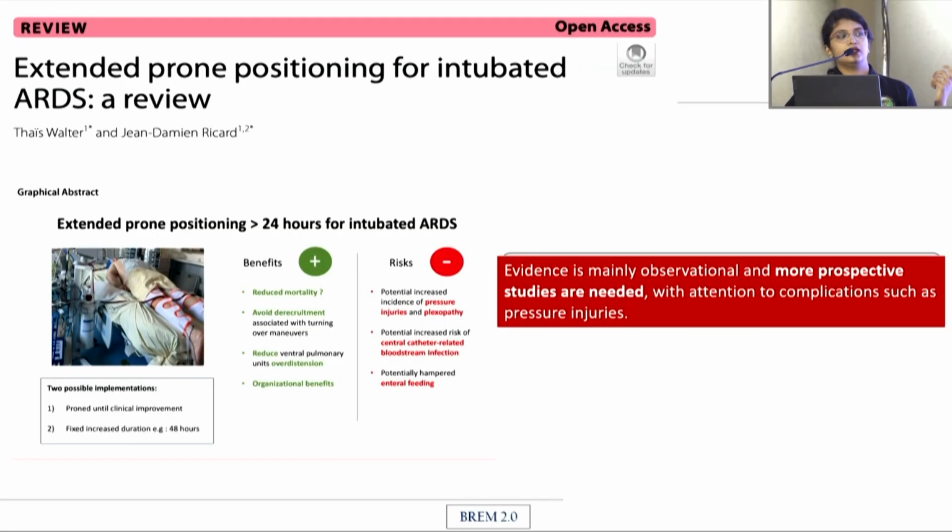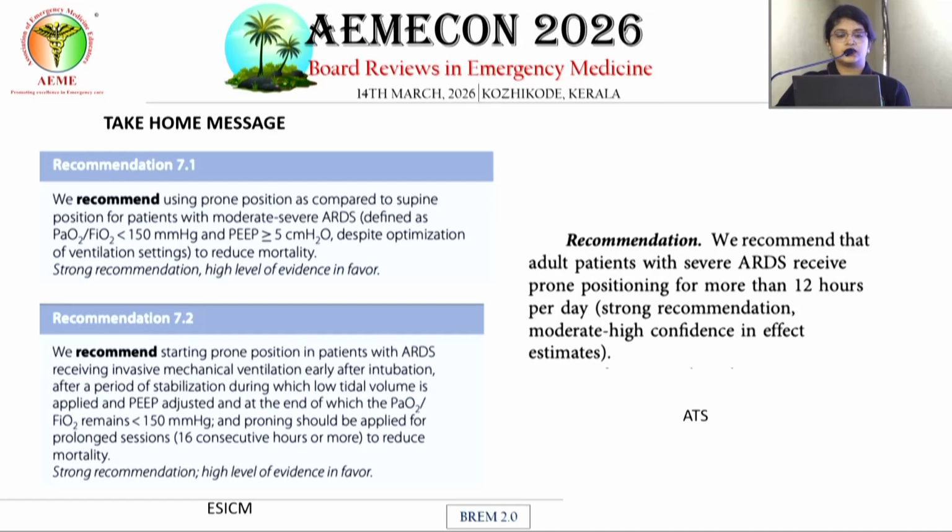So there is again one new study going on, whether extended proning for intubated patients, that is for more than 24 hours, helps or not. So again, it is still ongoing. Evidence is observational, so we still require more studies to validate it. So what is the take-home message?